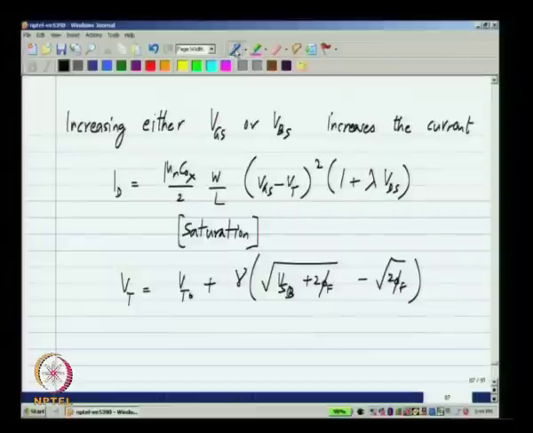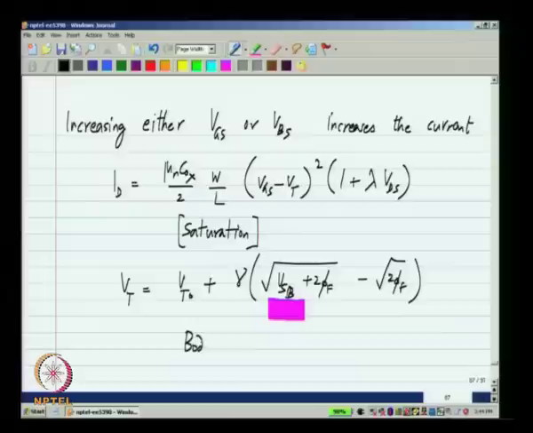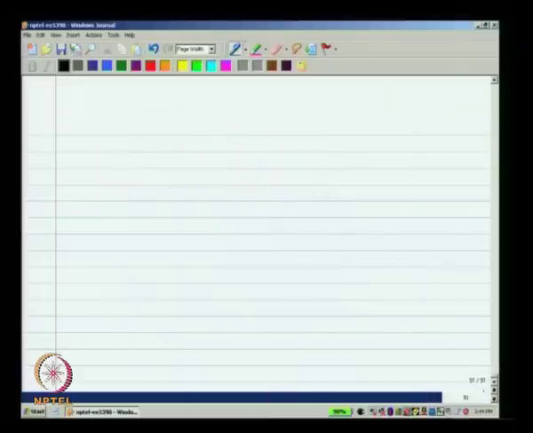This phenomenon of the VBS influencing the current or VSB influencing the current is known as body effect.